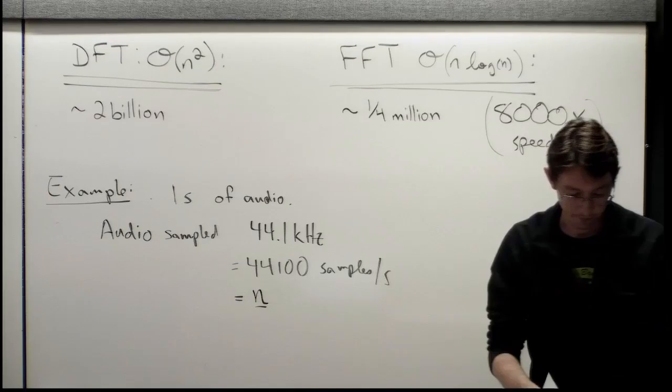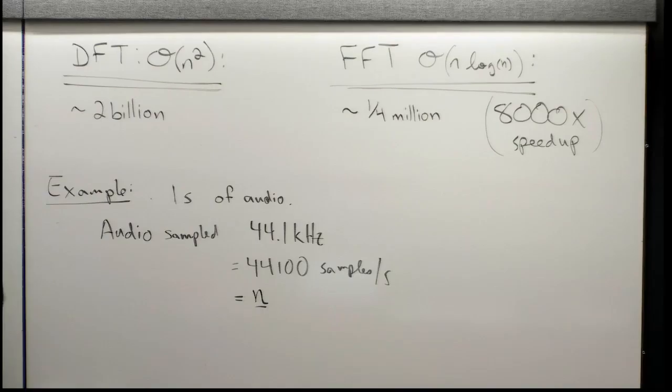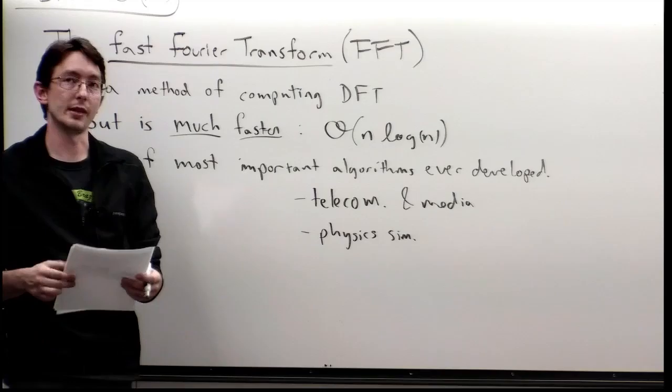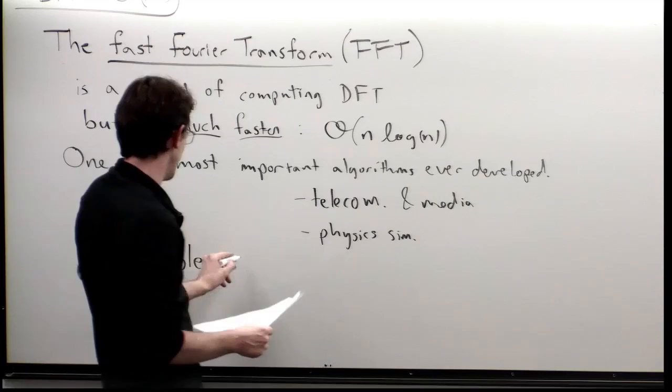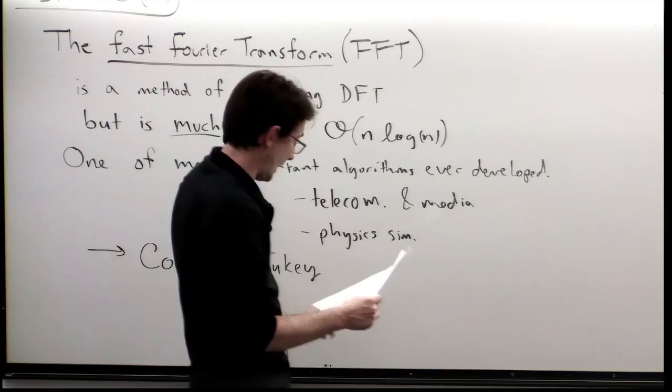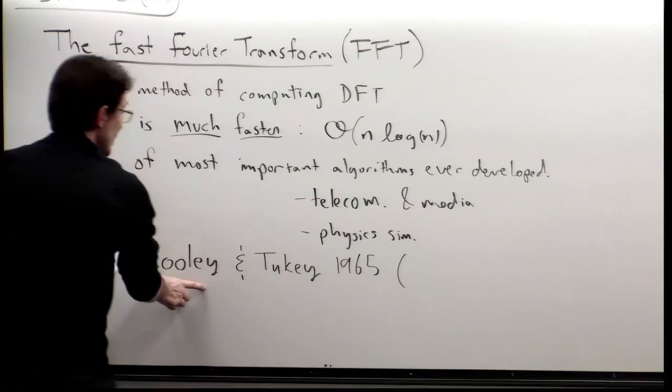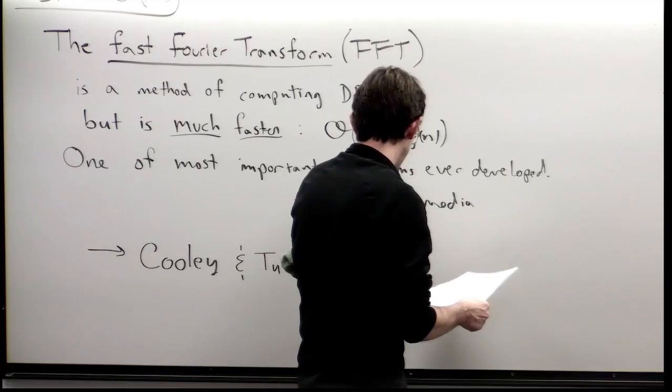And so now I think I should tell you a little bit about how it was created. So this algorithm was invented, I think, just about 48 years ago by Cooley and Tukey in 1965. And this was at, I believe Cooley was at IBM and Tukey was at Princeton. I don't know if they were friends or not, or competitors or what, but they were at IBM and Princeton.